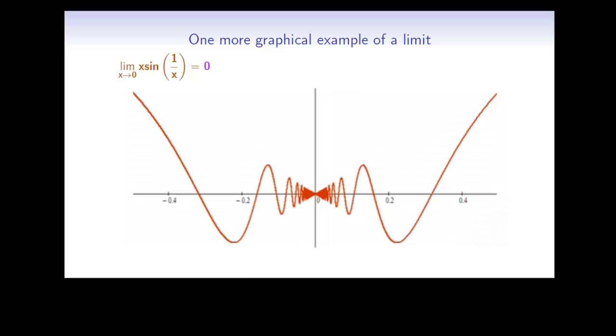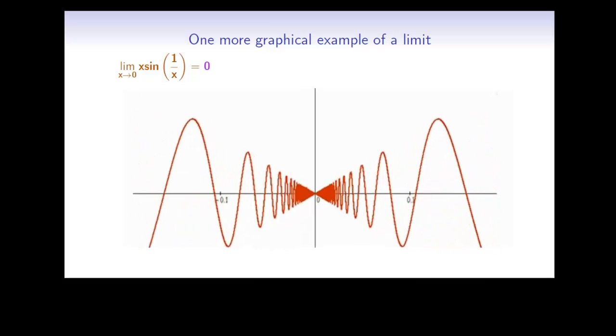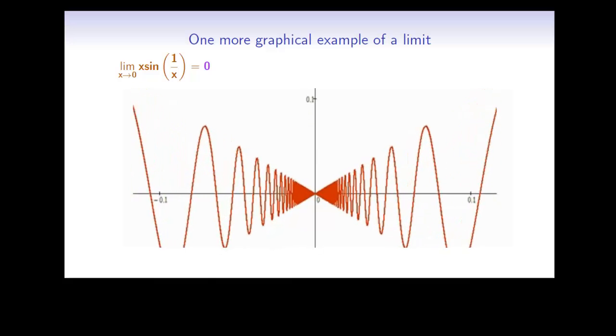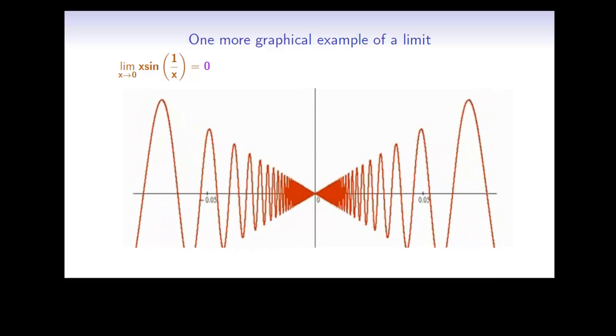Here we are looking at the limit of x times sine of 1 over x as x goes to 0. This limit is going to be equal to 0. Even though the function itself is undefined when x is equal to 0, we can see in the graph that if x is near 0, then the y values are going to be near 0 as well. So the limit as x goes to 0 of this function is equal to 0.